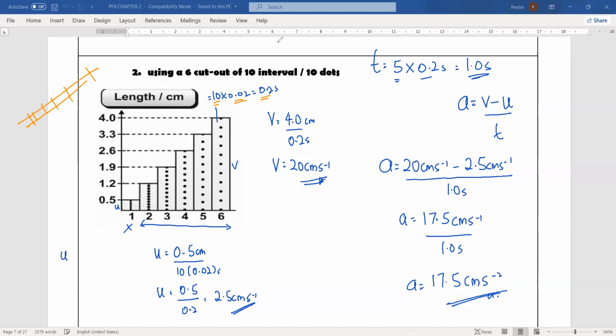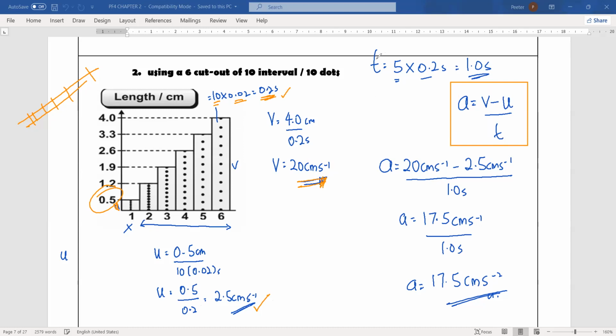As we know, acceleration must be final minus initial velocity over the time given. So what was the initial velocity? It's here. Initial velocity: 0.5 cm over this part, which has 10 intervals, so 10 times 0.02, as we said, 0.2 second. So 0.5 cm over 0.2, we get initial velocity as 2.5 cm per second, the first part. And the last part, the final velocity, the length is 4 cm over 0.2 second, so it's 20 cm per second.